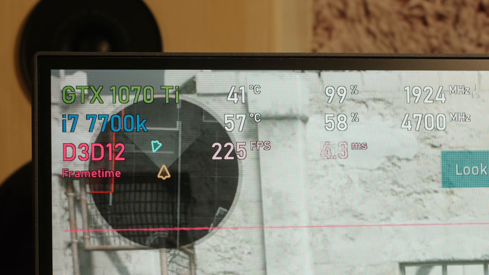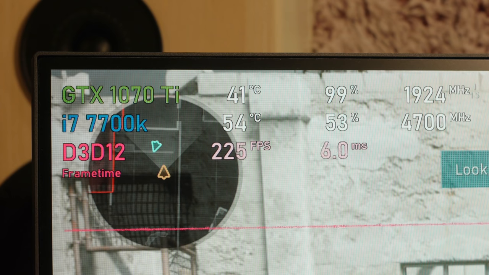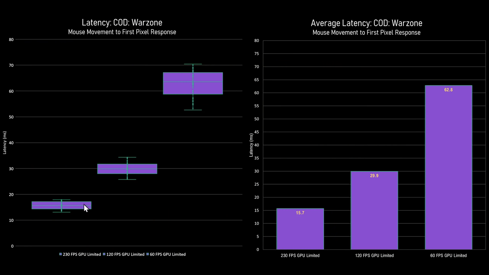Again, with potato mode engaged, I max out at around 230fps. At that frame rate, Warzone has about 15.7 milliseconds of mouse latency. That's slightly better than Destiny 2's 18.8 milliseconds at a similar frame rate, but it's not as snappy as I was expecting. But just like Destiny 2, increasing the rendering resolution and detail level to drop the frame rate to 120fps and then to 60fps causes latency to rise dramatically. At 120fps, it takes 30 milliseconds for your mouse movements to show up, and at 60fps, that doubles to 63 milliseconds.